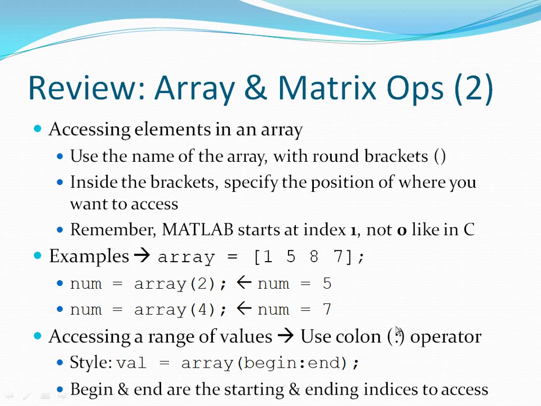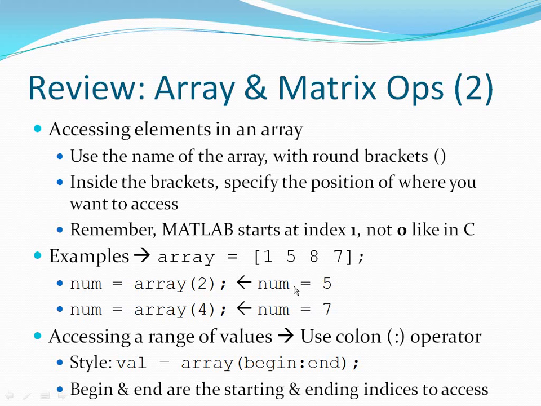How you do it is you use the array, or the variable name that you called, and surround it with round braces, and then you have begin colon end. Begin is the location where you want to start grabbing, and end is the location where you want to end grabbing. So if I wanted to grab elements 2 to 4, you do array bracket 2 colon 4. That will create a new array for you, where the first element is 5, the second element is 8, and the third element is 7. And that's pretty much it.